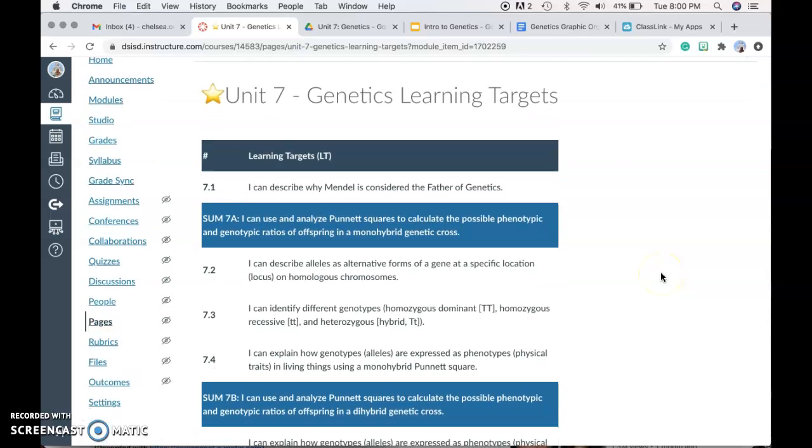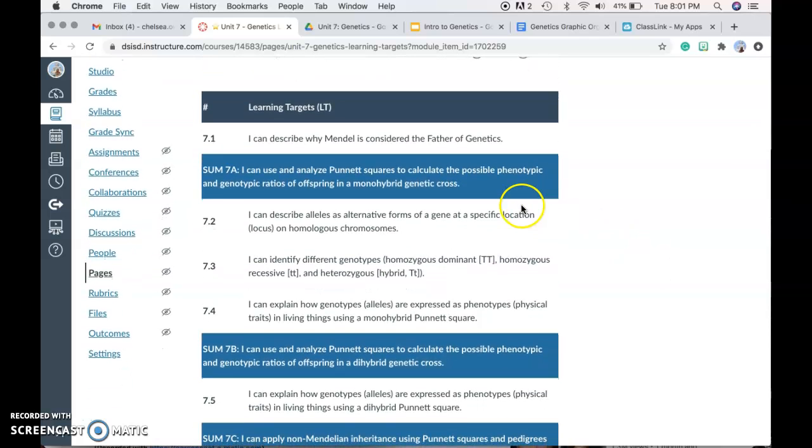Hey everybody, so this video is going to cover if you are confused on this first summative target. So this first summative learning target is I can use and analyze Punnett squares to calculate the possible phenotypic and genotypic ratios of offspring in a monohybrid genetic cross. Basically, can you do a monohybrid Punnett square and can you interpret that data? Can you tell me what all of that means?